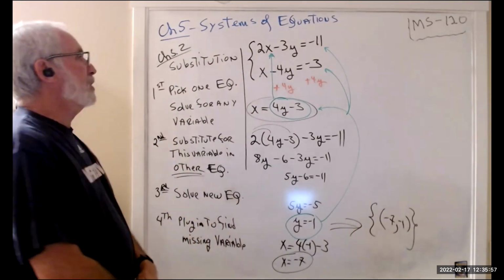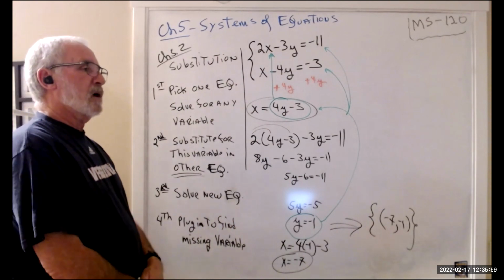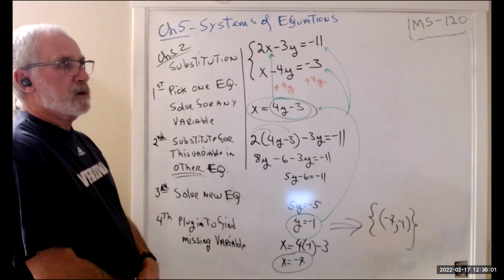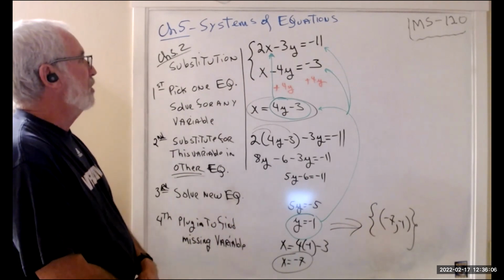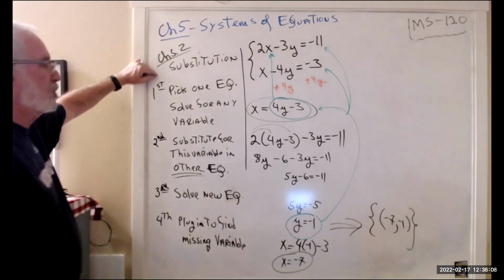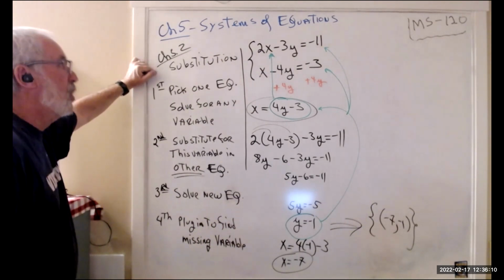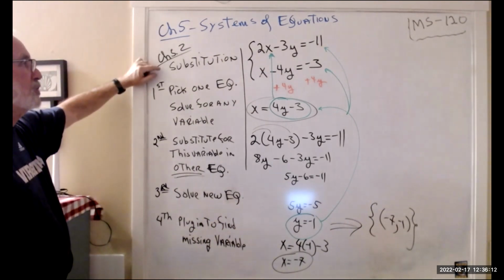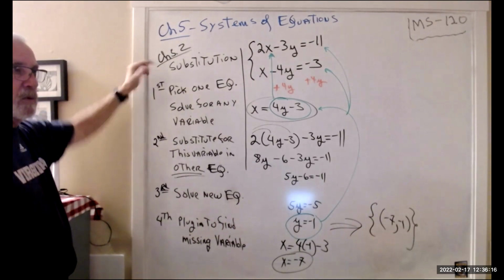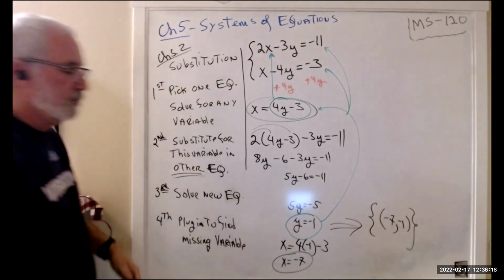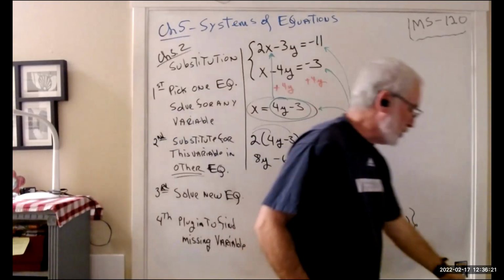All right, I want to move on to the last topic for the night. We're not going to get all the way through it, but it'll be enough to give us a start tonight, and then we'll finish it off tomorrow. This is called substitution, section 5.2. We're solving a system using the substitution method. Okay, we're replacing equals with equals. Any questions about this?